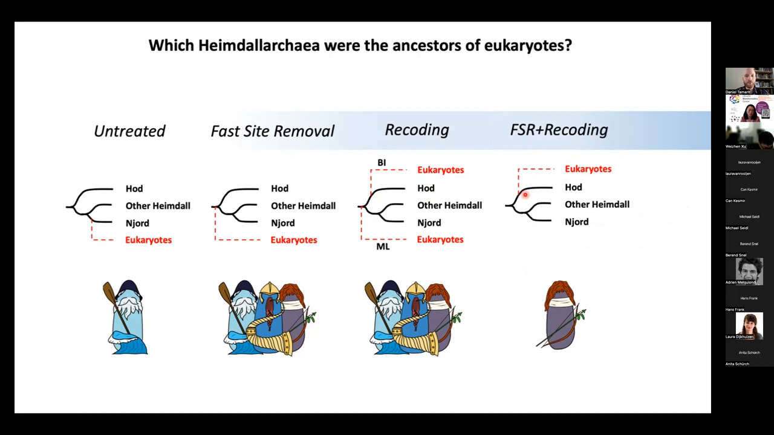We do believe that this is the most likely solution for the phylogenomic placement of eukaryotes in the Asgard archaeal tree. So Hod might be the closest archaeal sister of eukaryotes. But indeed, we are doing more analysis to try to corroborate this.